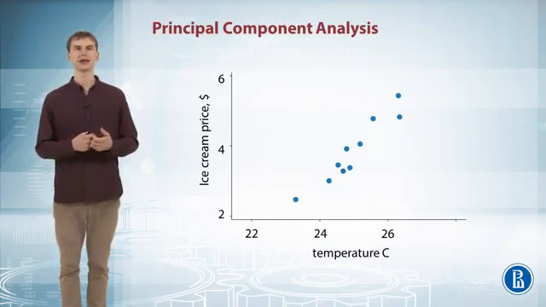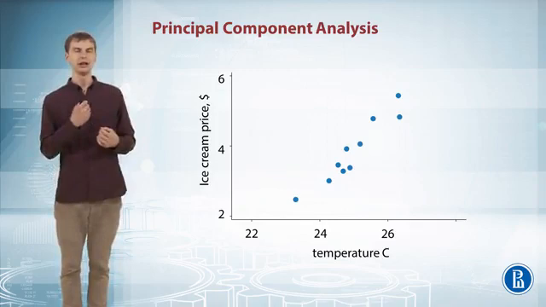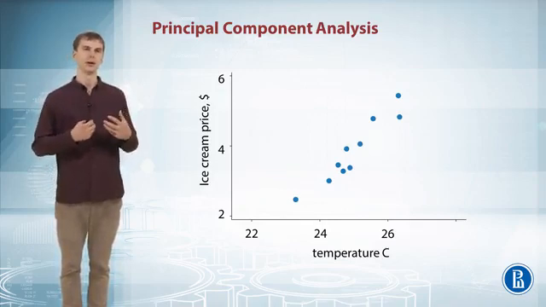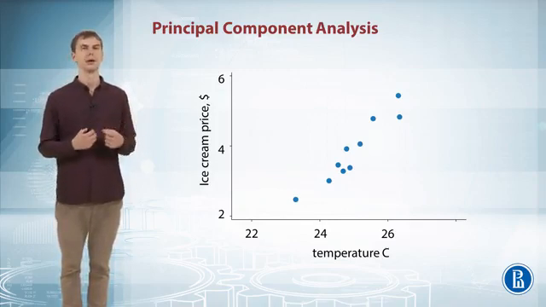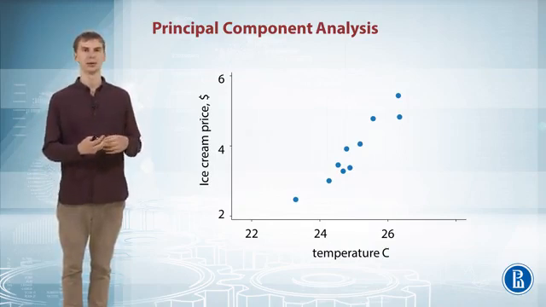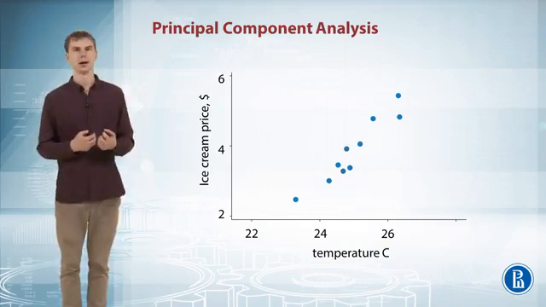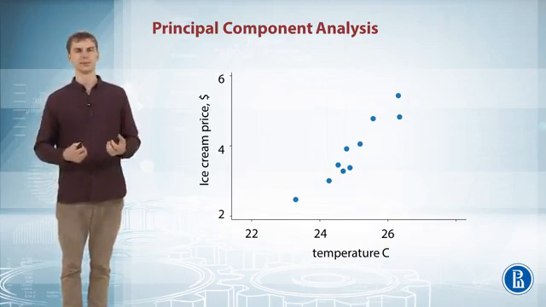Here on the x-axis we have temperature, and on the y-axis we have the price of the ice cream. And each data point is, on some particular day, we measured the temperature, we asked some ice cream seller about his price, and we plotted this data point in the two-dimensional plane. So you can see that these two variables are strongly correlated here and related to each other.